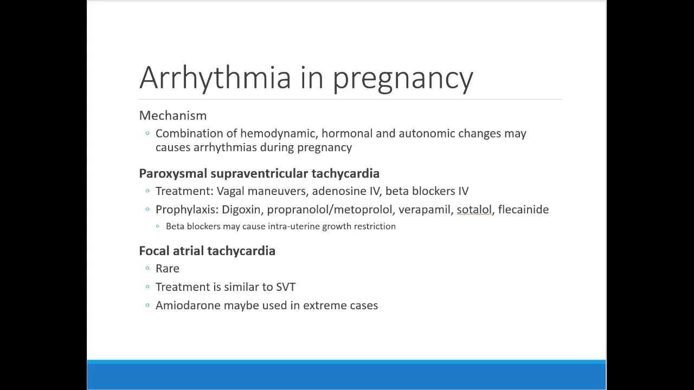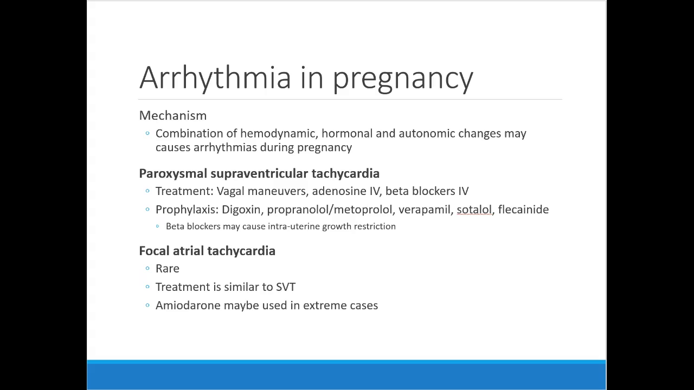So if your heart rate shoots up to 150 or 170, it's going to feel probably a little bit traumatic. So prophylaxis may be indicated. You can give people oral digoxin, oral beta blockers like propranolol or metoprolol, verapamil, and then antiarrhythmics like sotalol and flecainide have also been used in pregnancy.